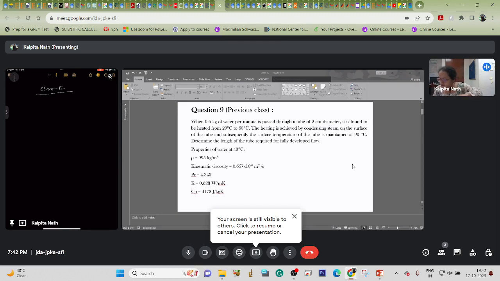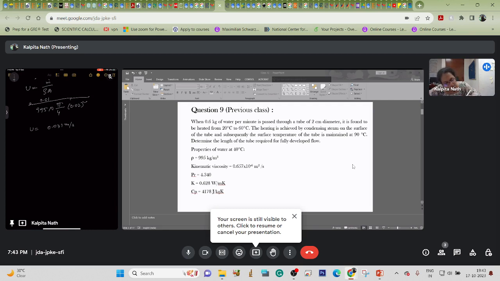So we should solve this problem now. First, the mass flow rate is already given. So this is rho A U, so velocity will be m dot upon rho A. This is 0.01 upon 995, which is the density, and the area is pi by 4 into 0.02 squared. Velocity is 0.031 meter per second.